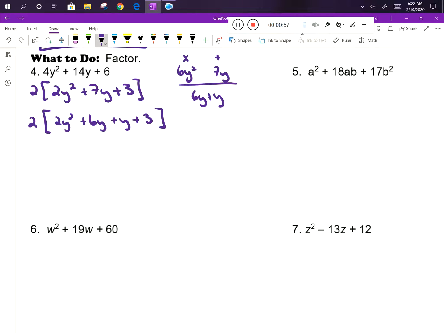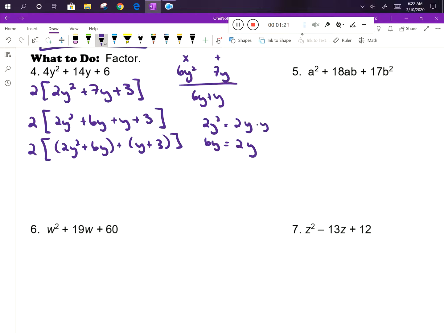Now we want to group the first two and the last two together and write that as a sum. We can take the GCF of 2y squared and 6y out of the first set of parentheses. Well, those are both divisible by 2, and they each have at least one y. The top needs to be multiplied by an additional y, and the bottom by a 3 to get back to their original terms. So we factor out the 2y that they have in common and leave y plus 3 in the parentheses.